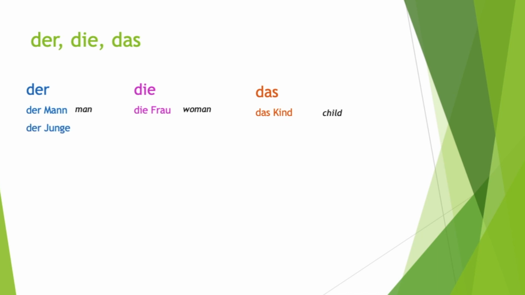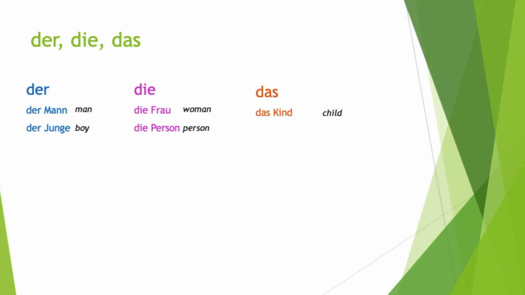Der Junge, the boy, is also male. But then there are some inconsistencies. For example, die Person, the person. A person could be any gender, but still the grammatical gender of this noun is female. So even if you're talking about a guy, you would use die Person if you use the word person to refer to him.